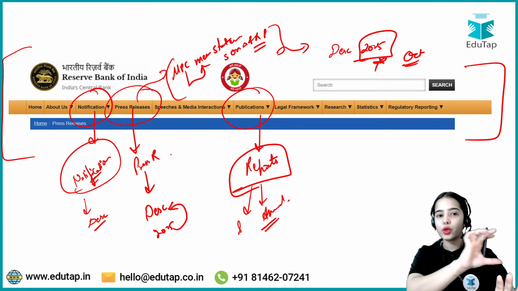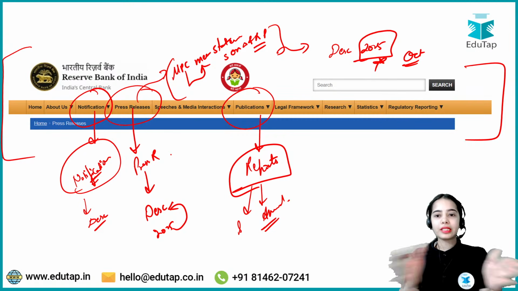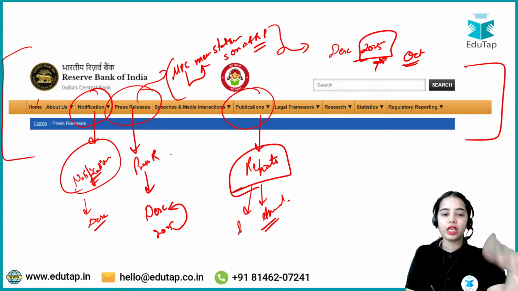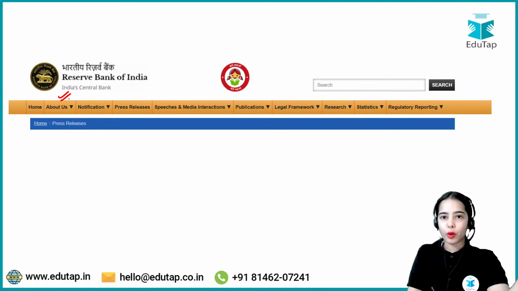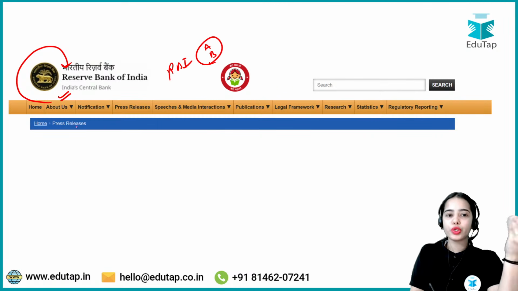So first of all, in the whole RBI website, these are the three important segments. You can see that there are so many segments, but you do not have to go through all of them. If you want some additional information, then yes, you can go to About Us to know about the Reserve Bank of India. You are giving the RBI Grade A or RBI Grade B examination, so you should know about the RBI.